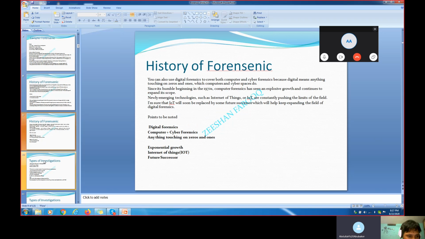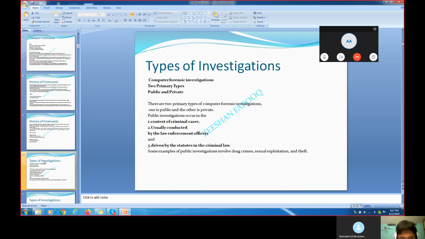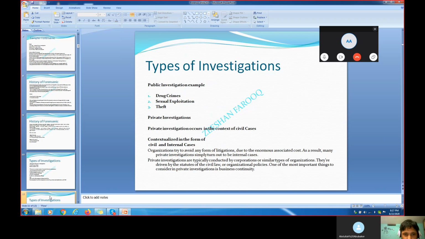Now, when I talk about the types of investigation, computer forensic investigation is of two types: public and private. When I talk about the public kind, it covers criminal cases conducted by law officers and driven by statutory criminal law, whatever happens in public. Let me give you some examples.